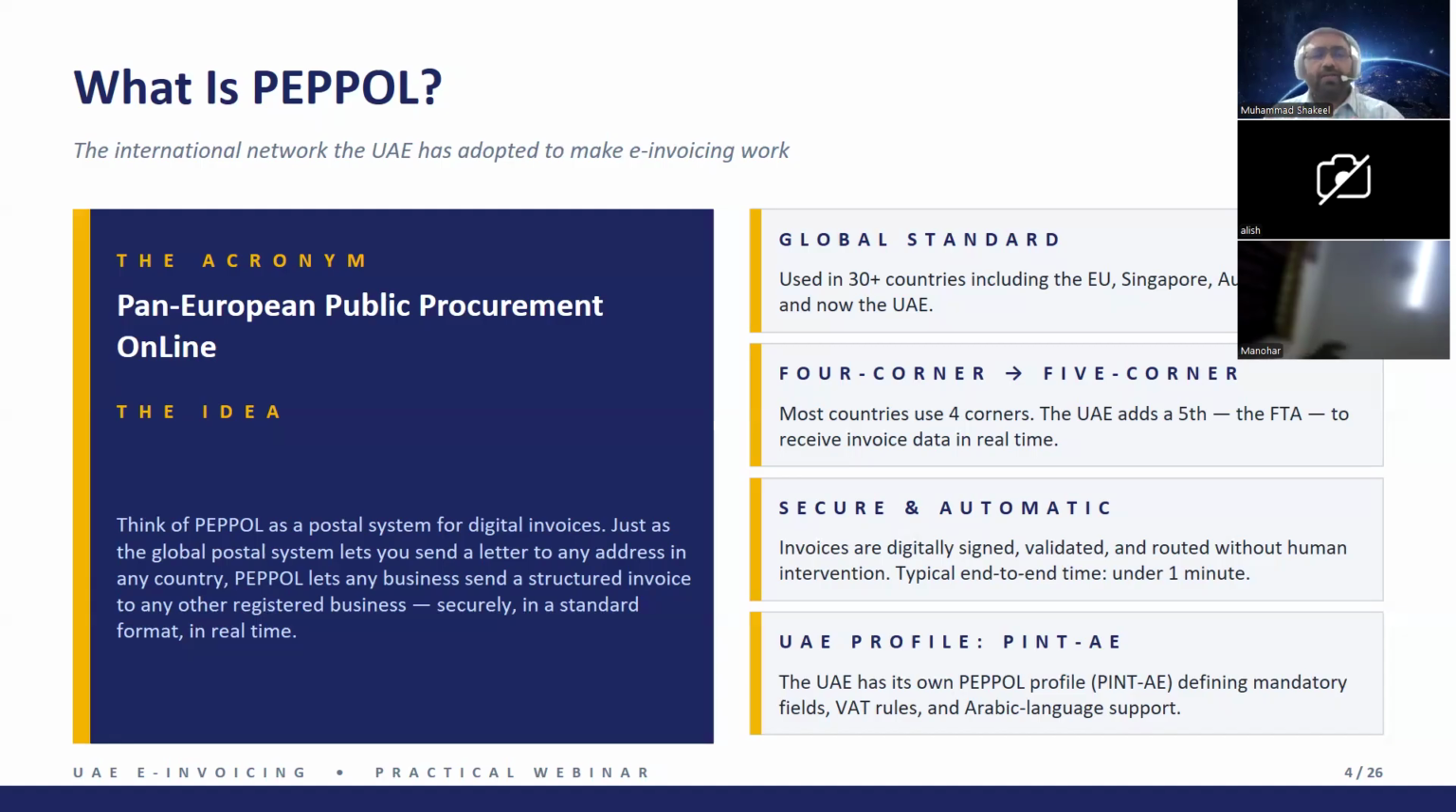Normally, PEPPOL is a four corner model, but in the UAE they have modified it and inserted the FTA inside, and they said that the invoice will also come to the FTA. So this is called the five corner model. So normally, what is PEPPOL? PEPPOL is just a network. It's like you are using WhatsApp.